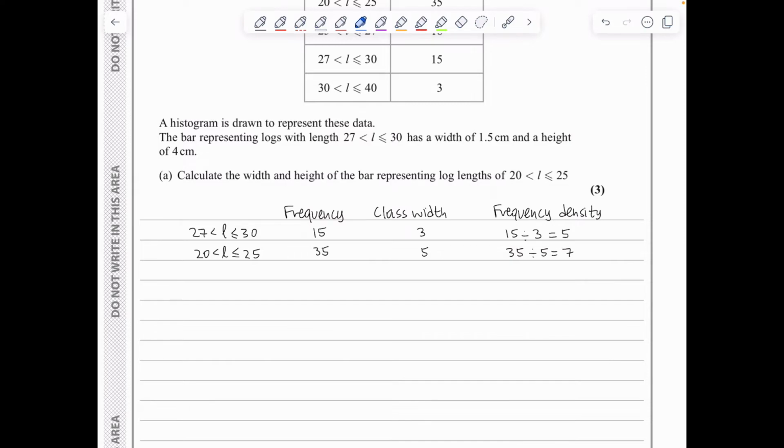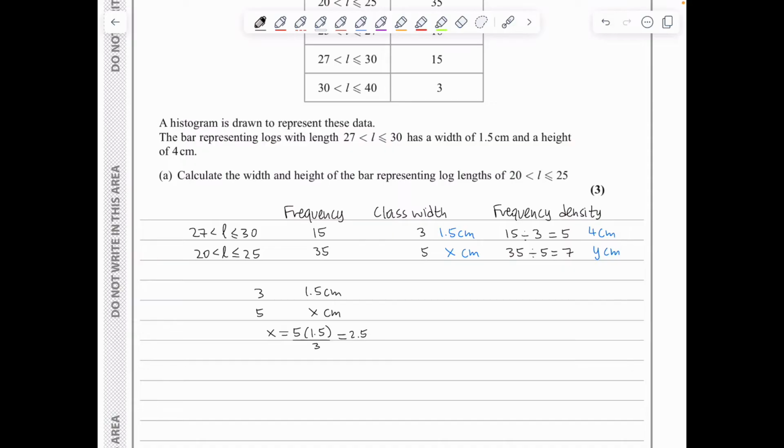The width of the 27 to 30 was 1.5 centimeters, and the height was 4 centimeters. We're going to call the width of the 20 to 25 X and the height Y, and we're trying to determine X and Y. I will simply be using ratio and proportion. So if 3 units in width needed 1.5 centimeters, then 5 units will need X centimeters. So X is 5 times 1.5 over 3, which turns out to be 2.5.